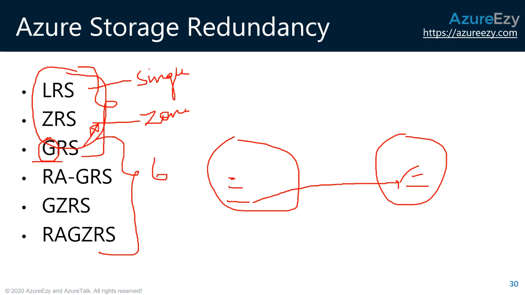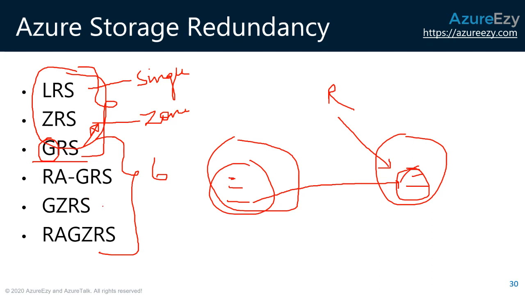If you know what GRS is now, it's geo redundant because it's in another region as well. Just add read access, and you would have read access to these copies now. You can also read it. So that is read access geo redundant. Now, this is happening as per LRS, in a single data center here, single data center here.